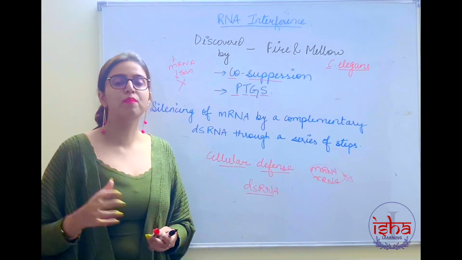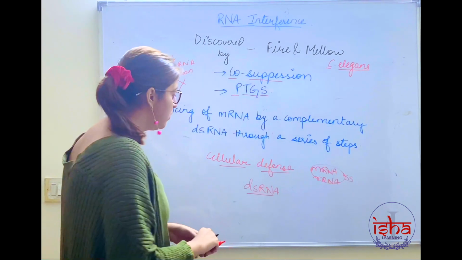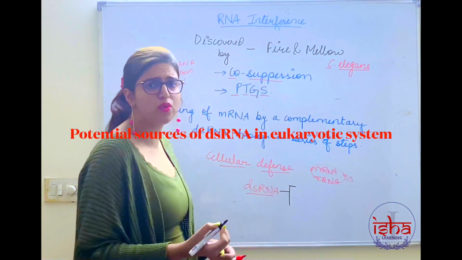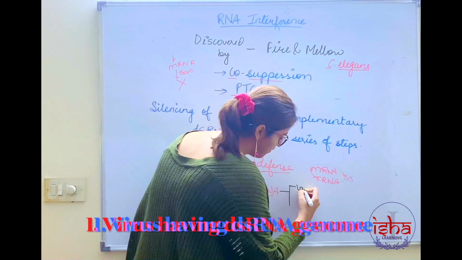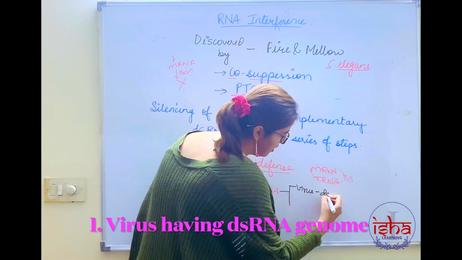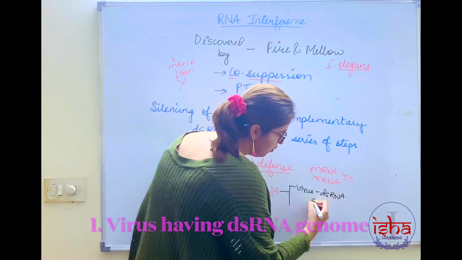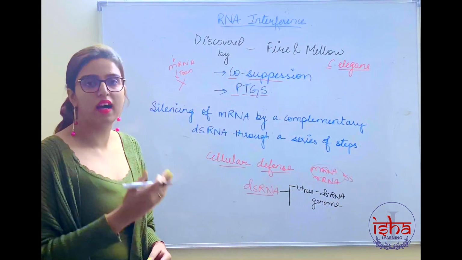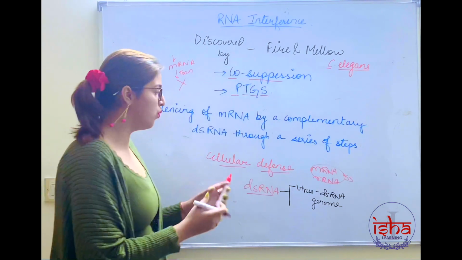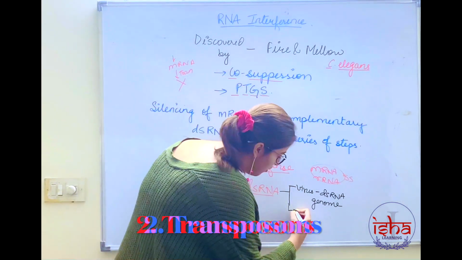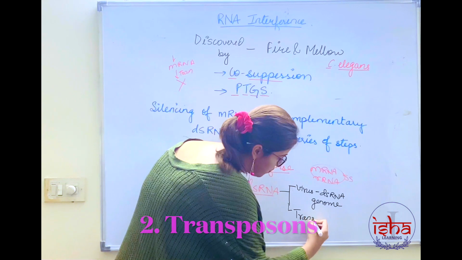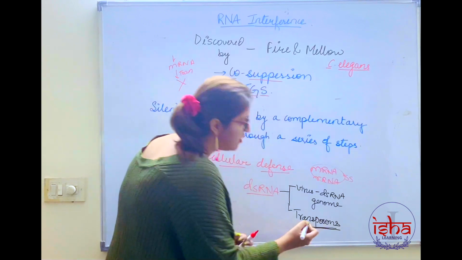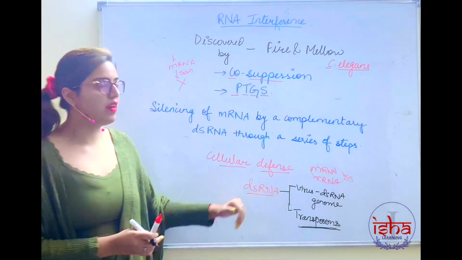So eukaryotes now put up a defense against it. Where could this double-stranded RNA be coming from? There could be multiple sources. Let's say there's a virus that has a double-stranded RNA as its genome. When this virus infects a cell, this double-stranded RNA might come into the host. Second could be mobile genetic elements known as transposons. They replicate via an RNA intermediate, so from here also the double-stranded RNA will come.